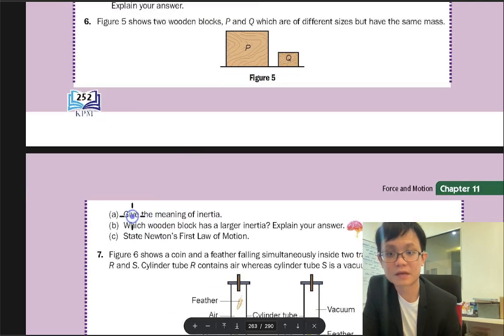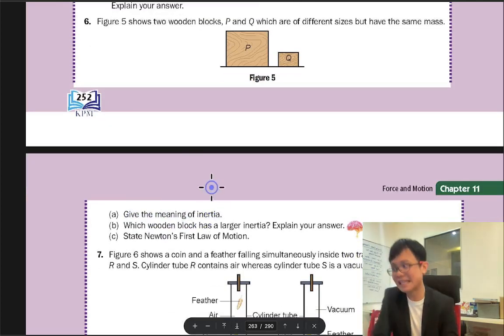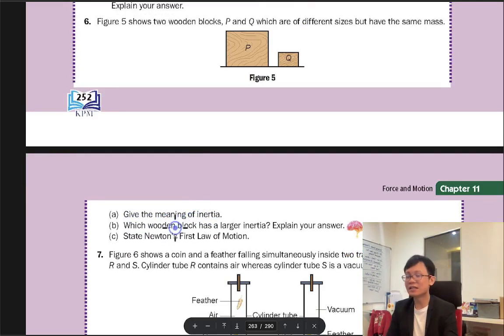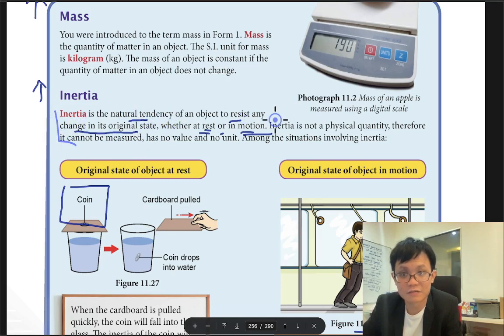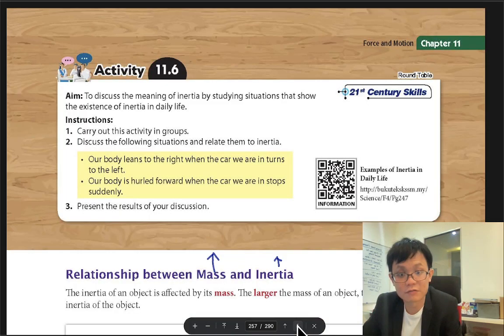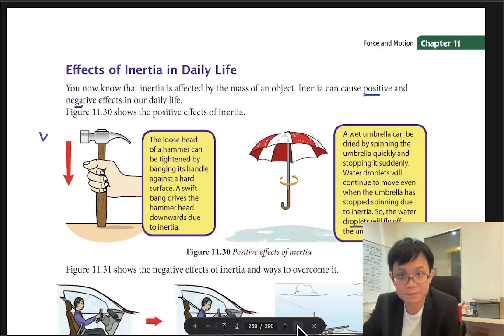Okay, give the meaning of inertia. So inertia you already learned in the textbook. Okay, so we already got the answer. Inertia, what does it mean? Inertia is the natural tendency of the object to resist any change of its original state, whether it's at rest or in motion. So I already underlined the keyword, and previously we already learned what inertia is.